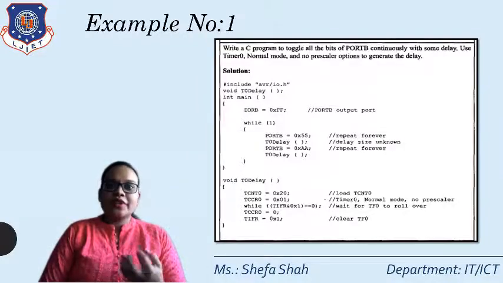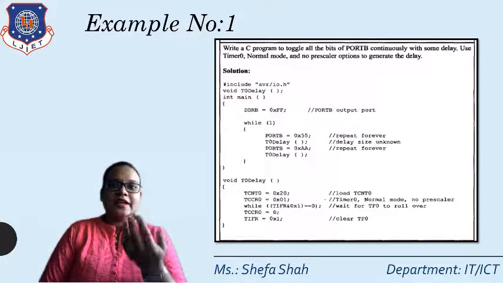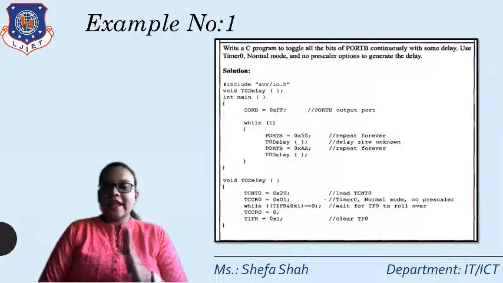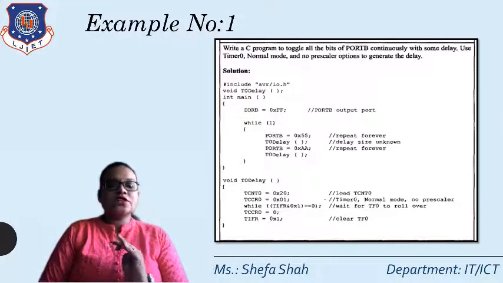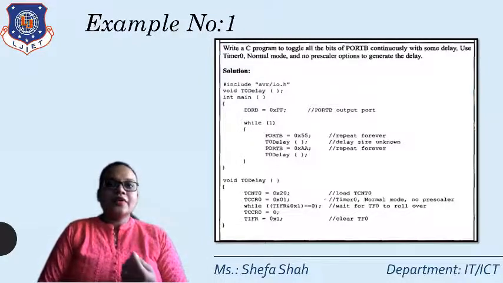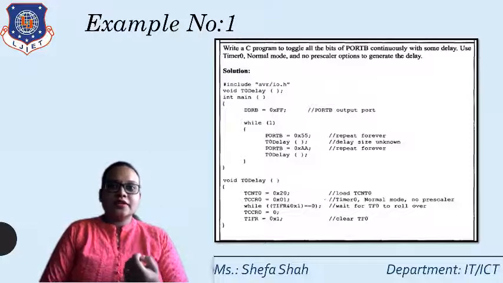So first here we have load TCNT0 with 0x20. Here a random value has been taken, as the delay in seconds is not mentioned. You can take any random value if no delay is mentioned. So 0x20 is loaded into TCNT0. Then we are told that it is working in normal mode with no prescaling.